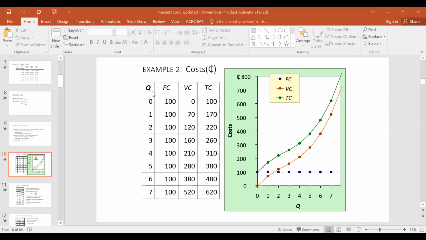So we have a table with quantity produced, the output or the unit you produce. When you produce 0, you have still paid for the land. So your fixed cost is 100. By the way, these numbers are not from the farmers. They are just made up for teaching purposes. But FC, fixed cost, even if you produce 0, your fixed cost is 100.